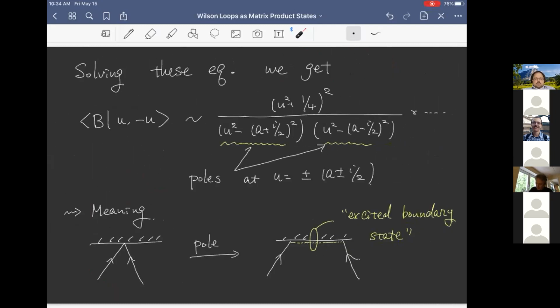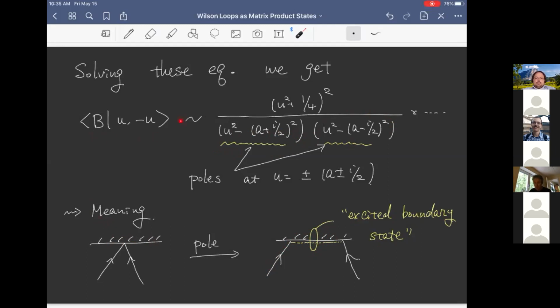I'm not going to tell you how to solve it, but if you solve it, you find this expression. You have this factor and some complicated factor. And now if you look at this factor, then you see that there is a pole at u = ±a ± i/2. So this actually has a physical meaning. Typically if you have a pole in the S matrix, it means that there is a bound state. Here, if you have a pole in this overlap, it means that there is some bound state between the boundary state and the bulk particle. And that bound state can be thought of as some excited boundary state.